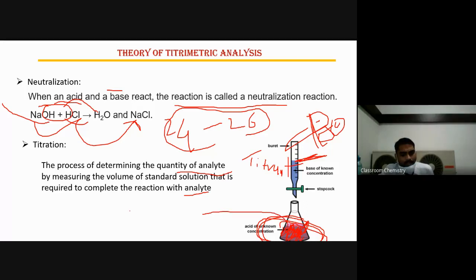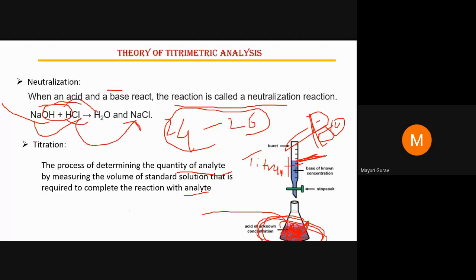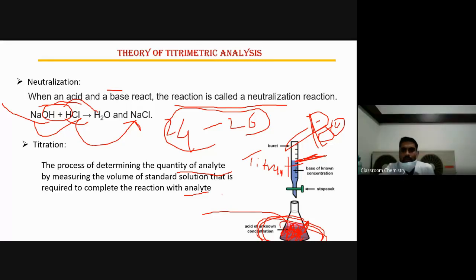What do we call analyte? Analyte is also called as... tell me. Titrant. Titrant, yes, very good. Titrant is present in the burette because we know its original concentration, and by using this titrant we calculate what is the analyte present in the given solution. It is a titration.